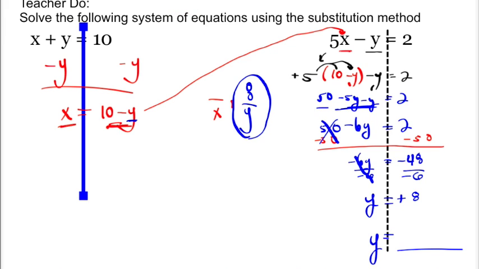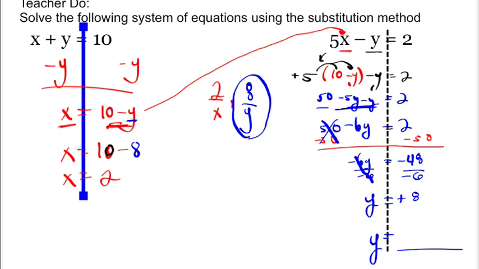And I'll write my equation as x equals 10 minus 8, because that's my y value. So x equals 10 minus 8. I know what 10 minus 8 is. That's 2. So the solution is 2 comma 8.